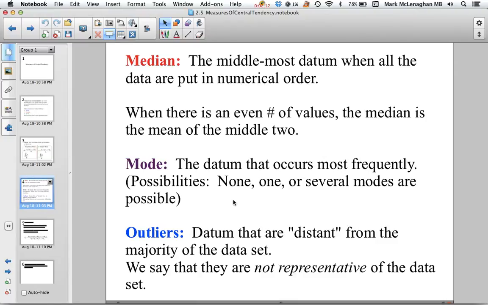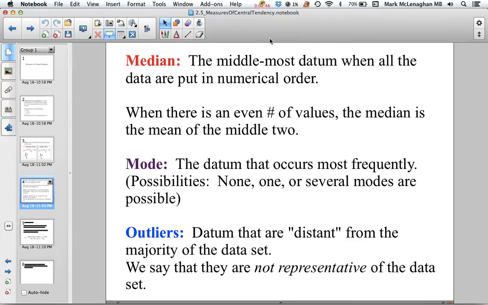Mode is the data that occurs most frequently. You can have no mode, which means everything's equally represented. You have one mode, or you can have several modes. Anything is possible, so just be careful of watching out for those. Easiest way to find the mode is to do a bar graph or histogram, and just look for the tallest bar.